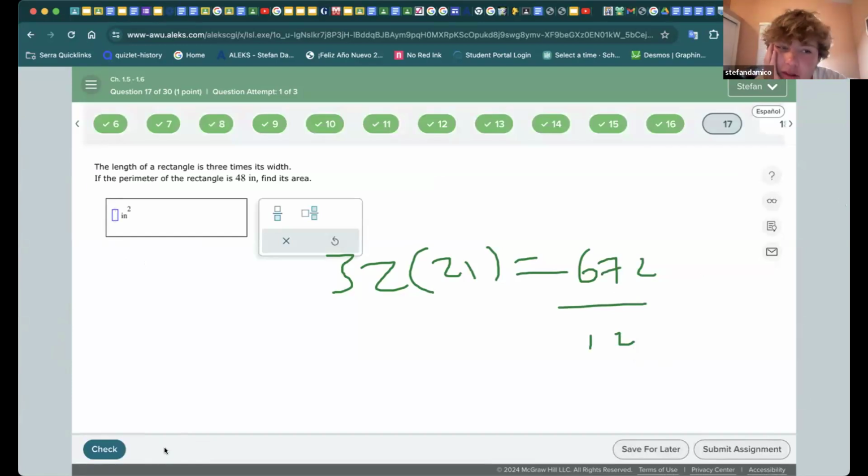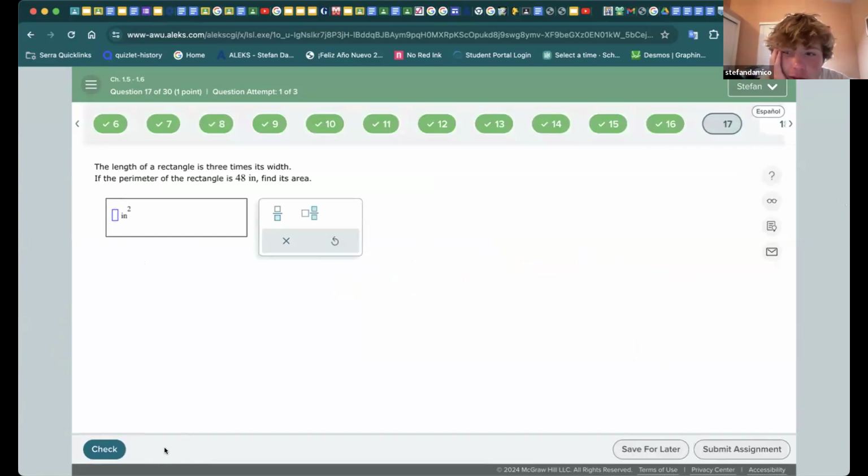Okay, 4 times, so that'll be 96. 96 times 2 is 192. The perimeter is 48, so that means it's 192. Well, give me a sec.